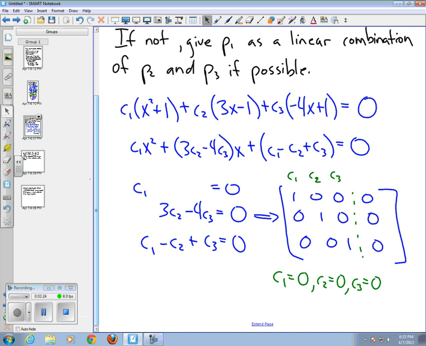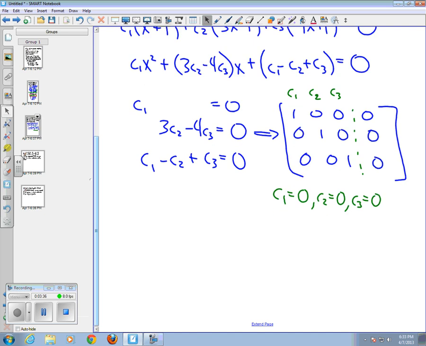So when that's the only solution, that then means that our vectors, which in this case are the three polynomials, P1, P2, and P3, are linearly independent. So let's conclude with that. P1, P2, P3 are linearly independent.